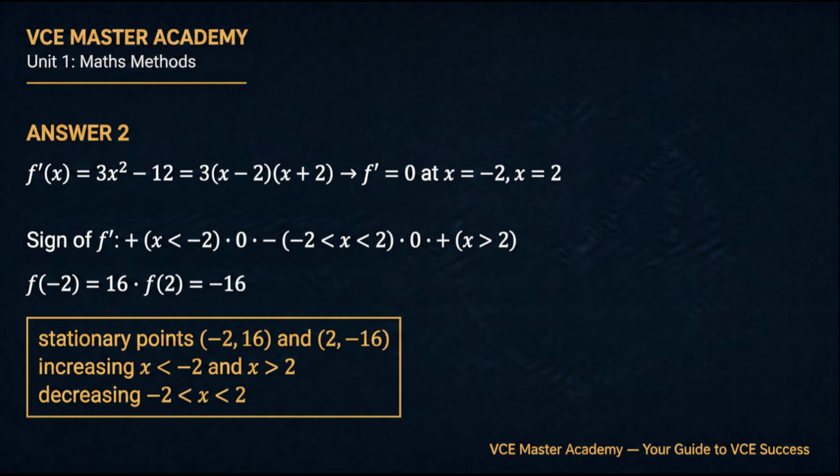Now the stationary points themselves, and here's where marks hide. y comes from the original f, never from f'. f(negative 2) is negative 8 plus 24, 16. f(2) is 8 minus 24, negative 16. So, a hilltop at (negative 2, 16). A valley at (2, negative 16). Increasing for x less than negative 2 and for x greater than 2, decreasing in between. Box it. If your signs came out minus, plus, minus, check your test numbers, not your factorizing. The sign diagram is only as honest as the numbers you feed it.